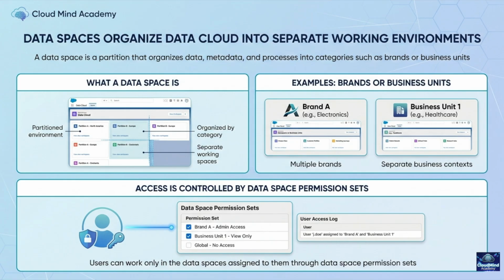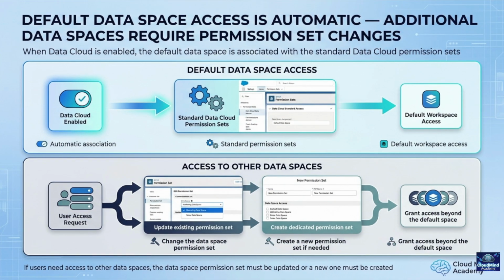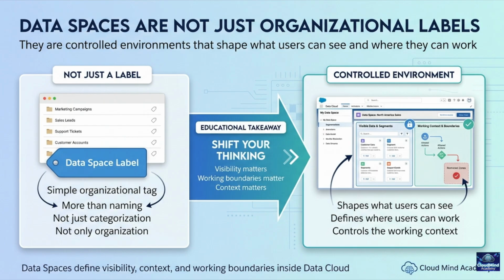When Data 360 is enabled, the default data space is automatically associated with the standard Data 360 permission sets. If users need access to other data spaces, then the data space permission set must be changed or a new one must be created. So the educational takeaway is this. Data spaces are not just organizational labels. They are controlled environments that shape what users can see and where they can work.